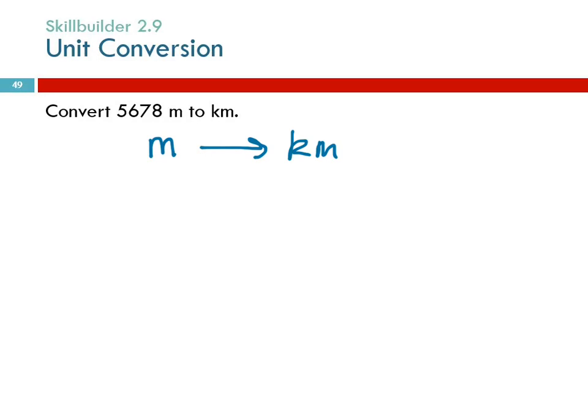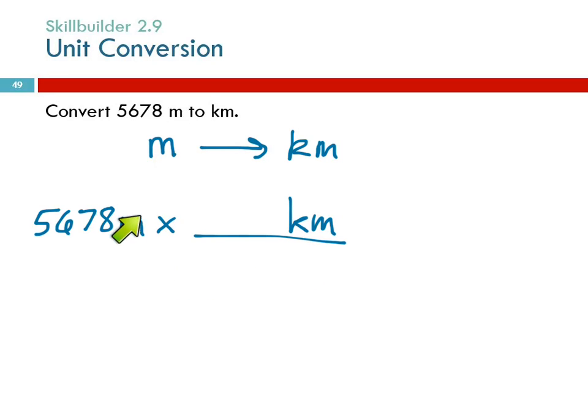So we start with the starting point, 5,678 meters. How many arrows in my path? 1. So I have 1 conversion factor. Dora's little chant here is meters to kilometers. So down here, I write meters to kilometers. That's not so bad. What goes on the bottom?